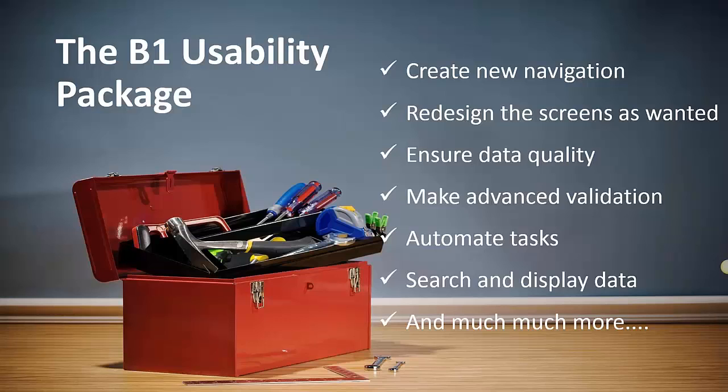Now, the B1 usability package, as part of being a customization add-on, can do a lot of things. I cannot even say it does 1, 2, 3, 4 things. It does a huge amount of things, and we call it a toolbox, because really we can take a few of those items and make them work together, or we can use, for example, data quality as a separate section, or we can create a new navigation or automating task or searching or make advanced validation.